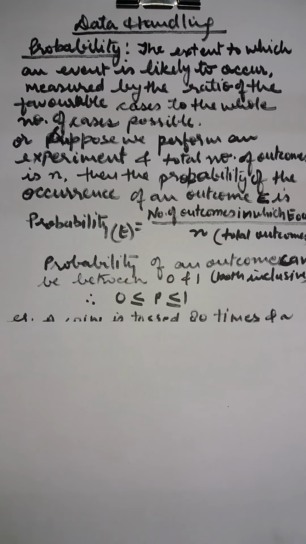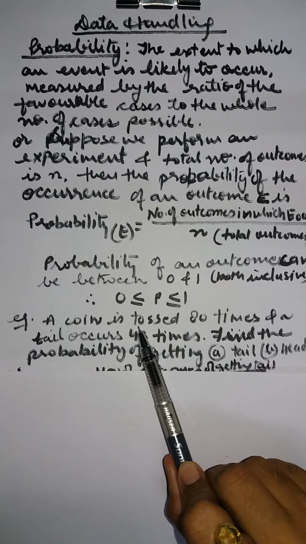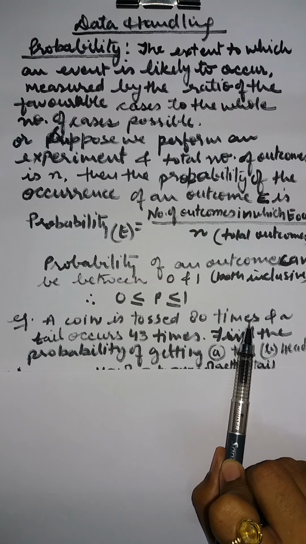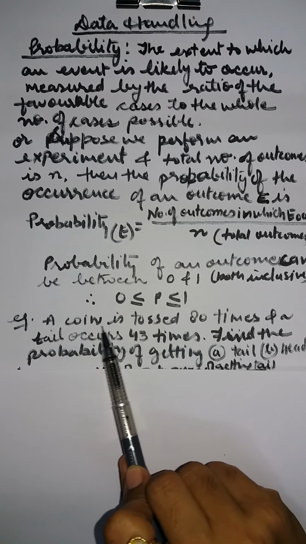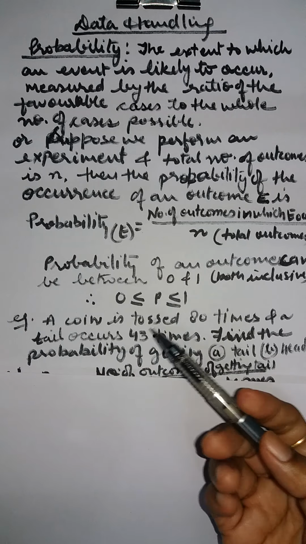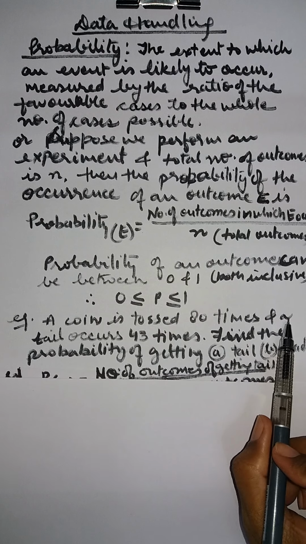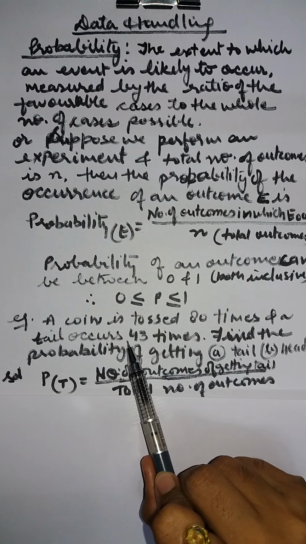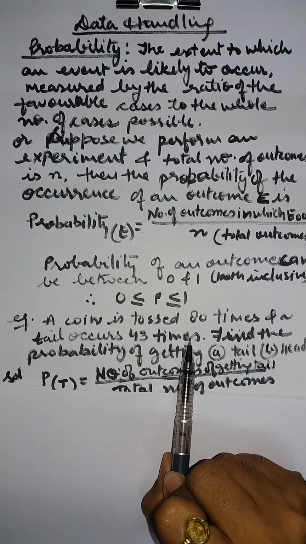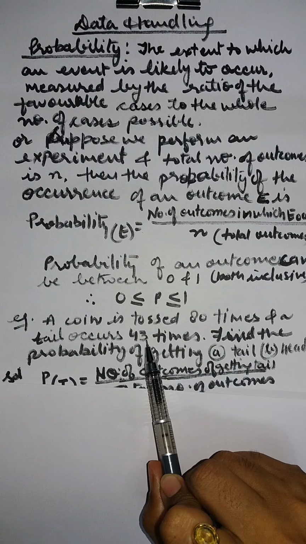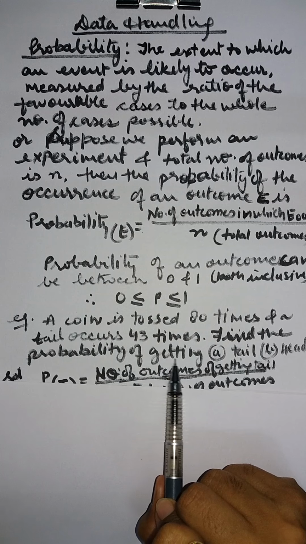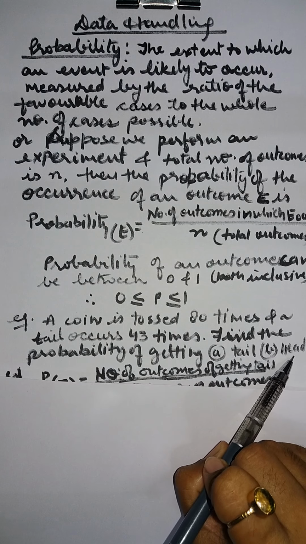Like we can take one example here. A coin is tossed 80 times. Now this is an experiment we are doing. We are tossing a coin 80 times and a tail occurs 43 times. So find the probability of getting tail and head.